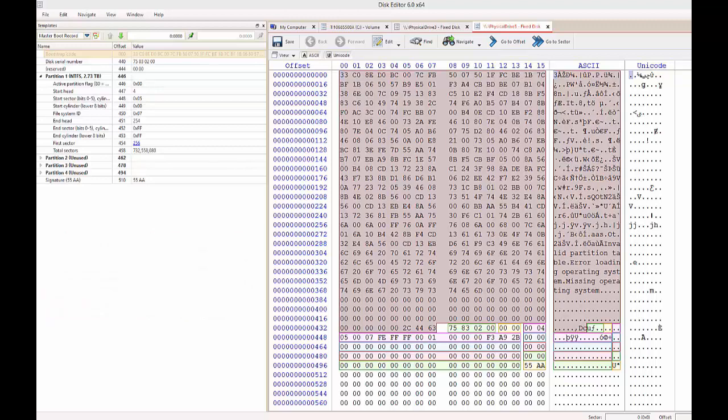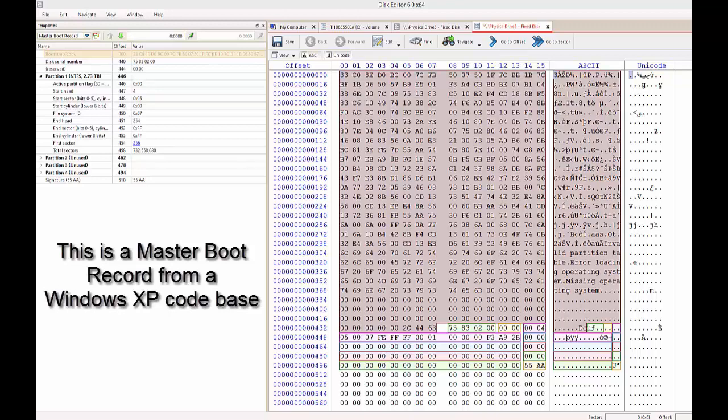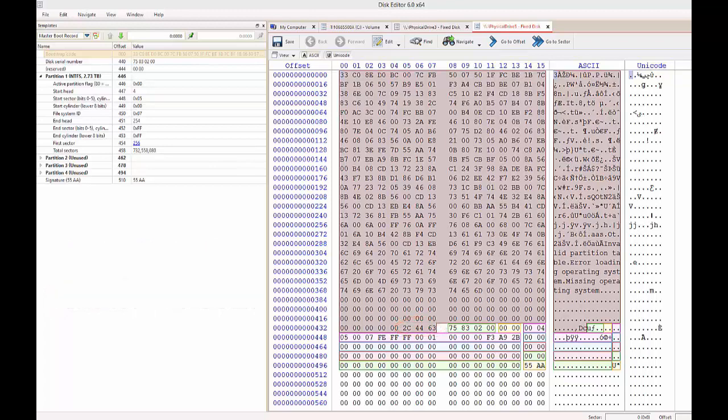The master boot record version we're currently looking at was part of the Windows XP codebase. We can tell this due to the presence of the hex values 2C4463, which I mentioned a few moments ago. Perhaps this one little fragment of information might make the difference in a case at some point.